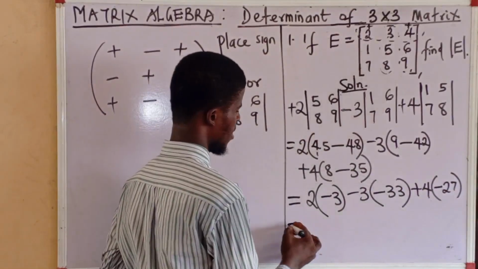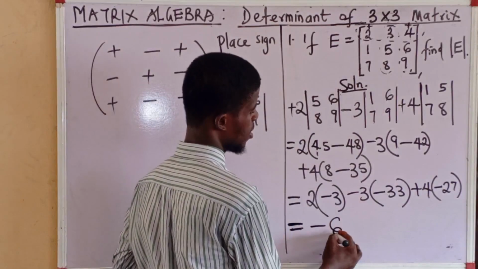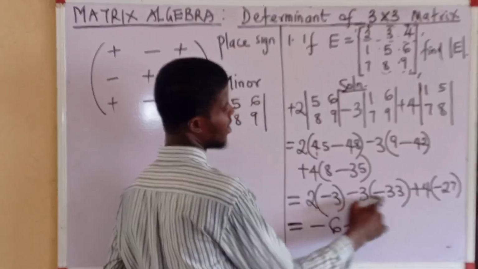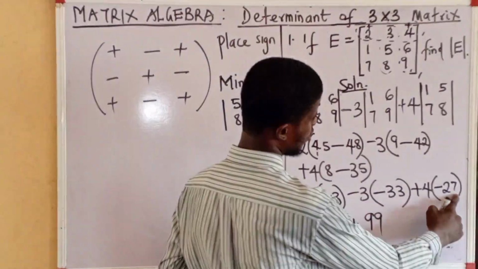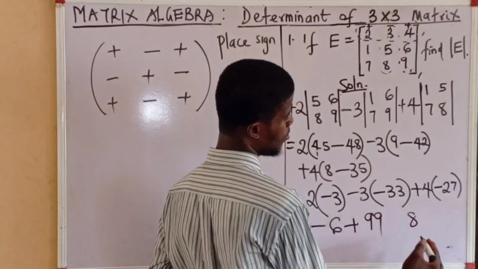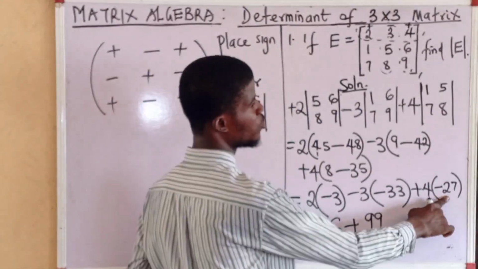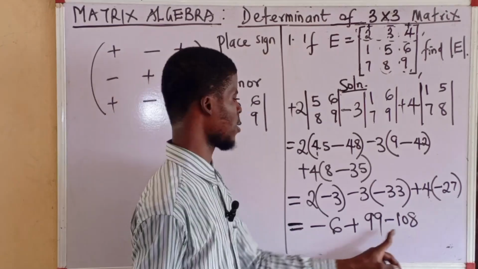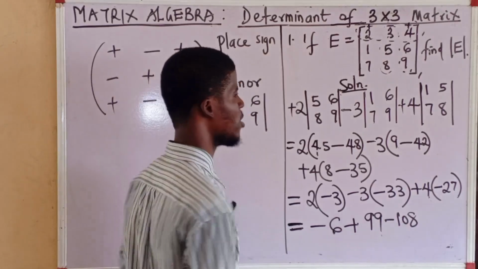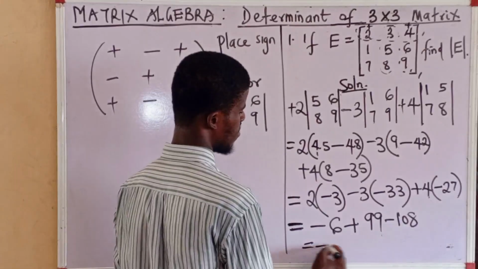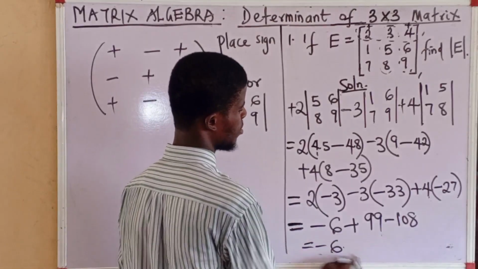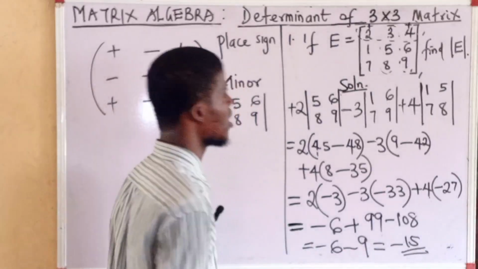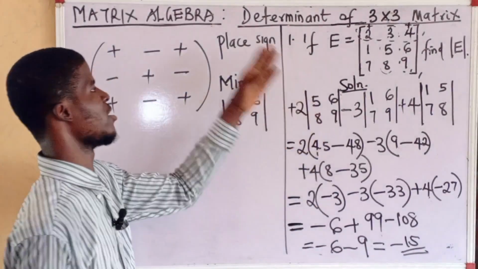So this is equal to minus 6 plus, this is 99. That's 3 times 33. 4 times 27 is 108. Minus times minus is a plus, so minus 3 times minus 33 is 99, and 4 times minus 27 is minus 108. 99 minus 108 is minus 9. So we have minus 6 plus minus 9, and that's minus 15. So that's the determinant of this 3 by 3 matrix.